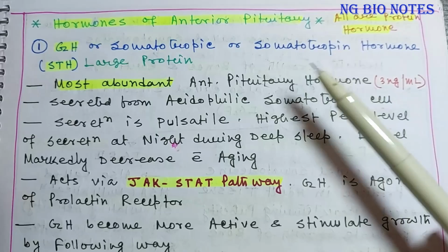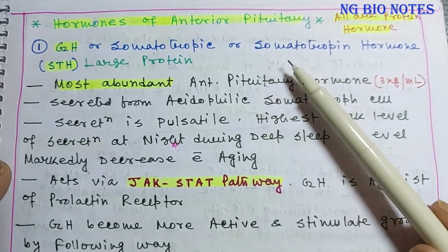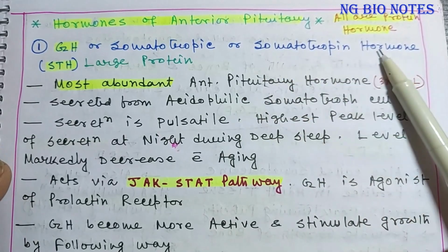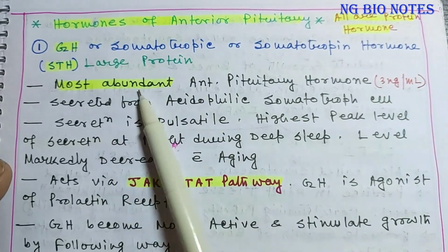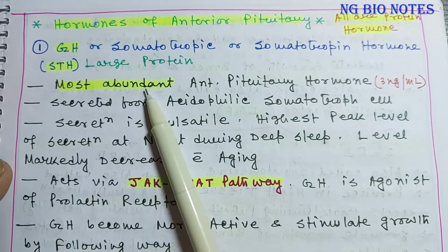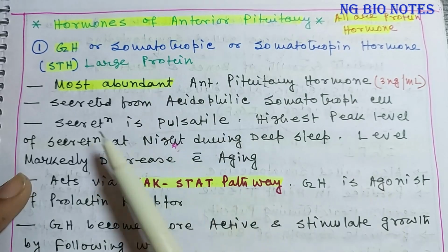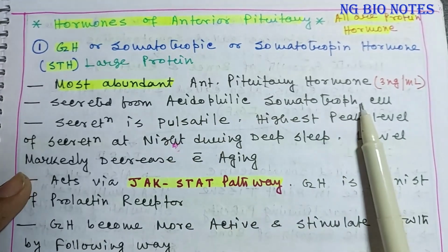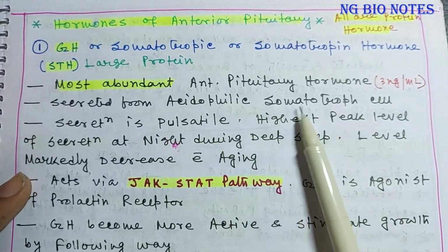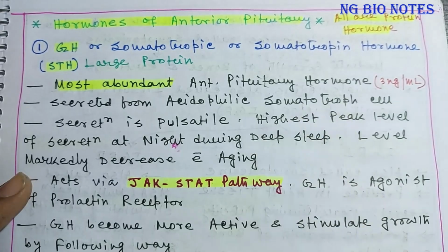The first hormone is growth hormone, or somatotropic hormone, also known as somatotropin hormone. This is a large protein hormone, and it is the most abundant hormone secreted from the anterior pituitary gland. Growth hormone is secreted from acidophilic somatotroph cells, and these cells also secrete prolactin hormone.